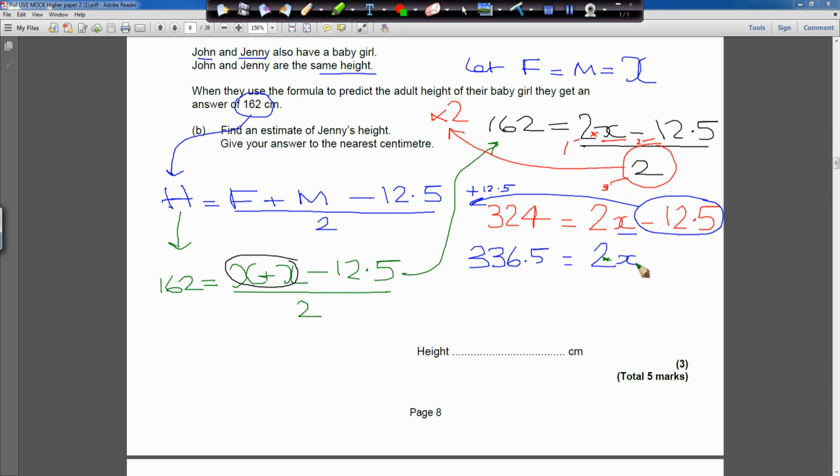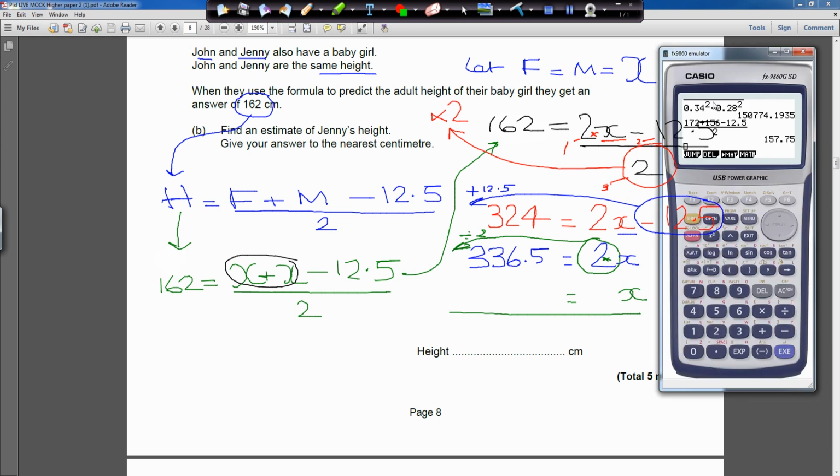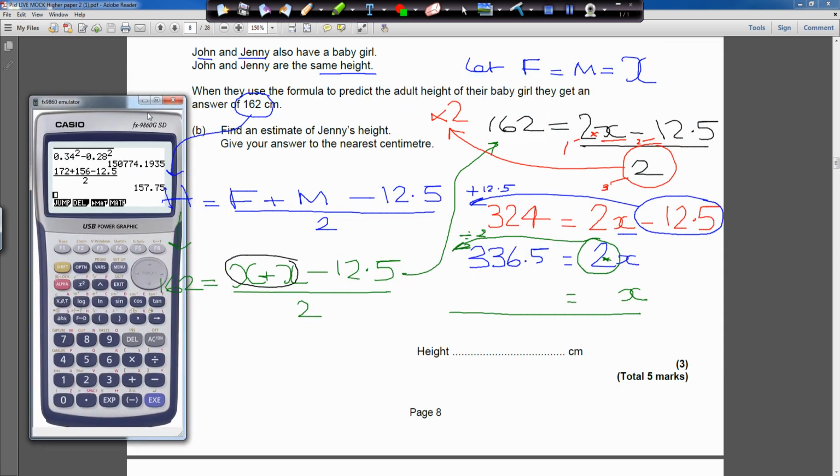So we have a times by 2. So x, the first action, is the times by 2. Let's move last. So opposite of times by 2. Grab it, take it over. It becomes a divide by 2. Okay. So we have now 336.5 divided by 2. So we grab our calculator, and we type in this calculation. 336.5 divided by 2, and that gives us an answer of 168.